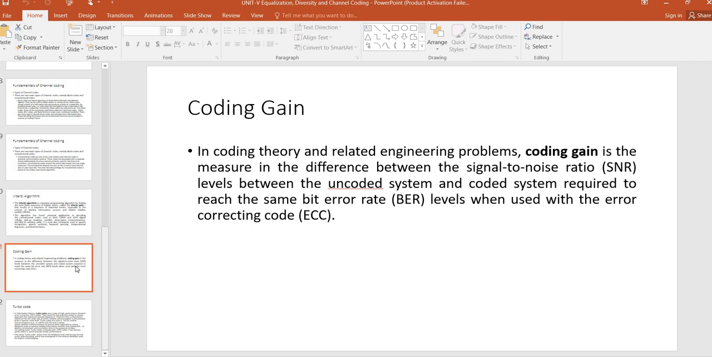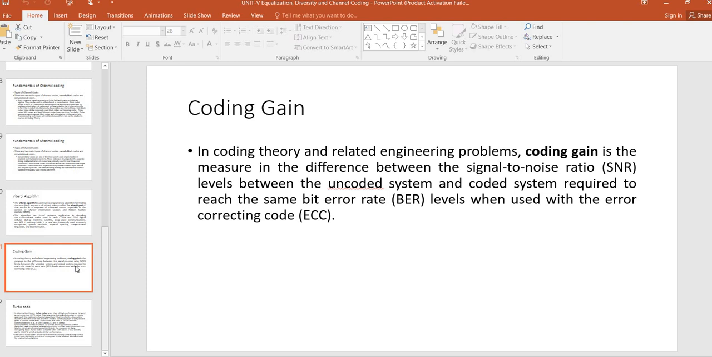Different types of noise. In each and every communication, we have this noise. This is called the SNR, signal to noise ratio. The level between this encoded system and coded systems required to reach the same bit error rate. This is called the BER level, bit error rate.